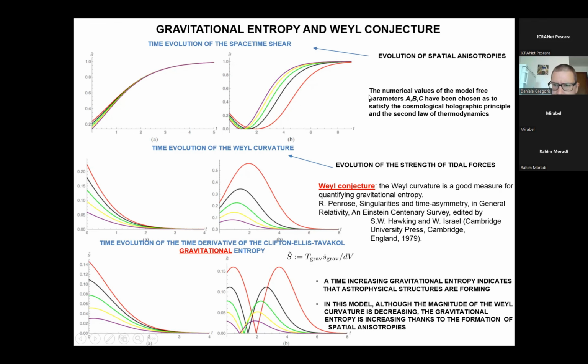The values of the constants A, B, and C in these figures have been chosen to fulfill the two physical requirements I commented on in my previous slide. So the message behind this page is that gravitational entropy is increasing even though Weyl curvature is not. Taking into account the Weyl curvature conjecture of Roger Penrose, it seems that we need to deepen our understanding of the relation between gravitational entropy and Weyl curvature, which does not seem to be so trivial.